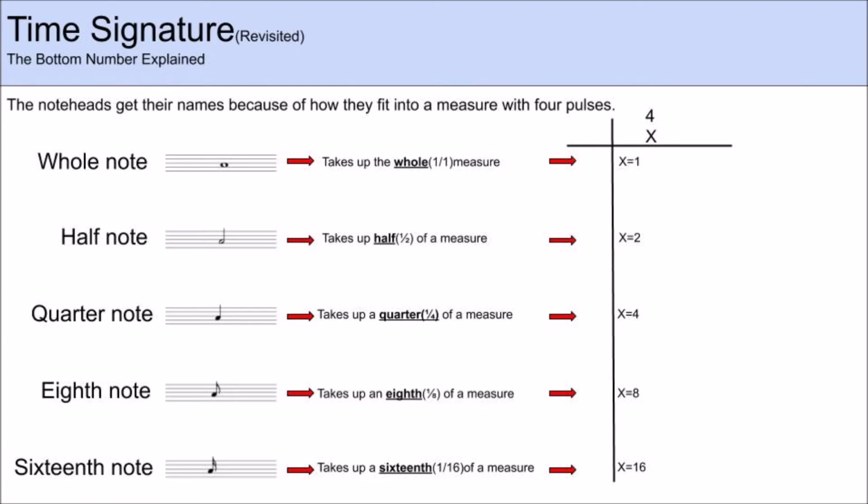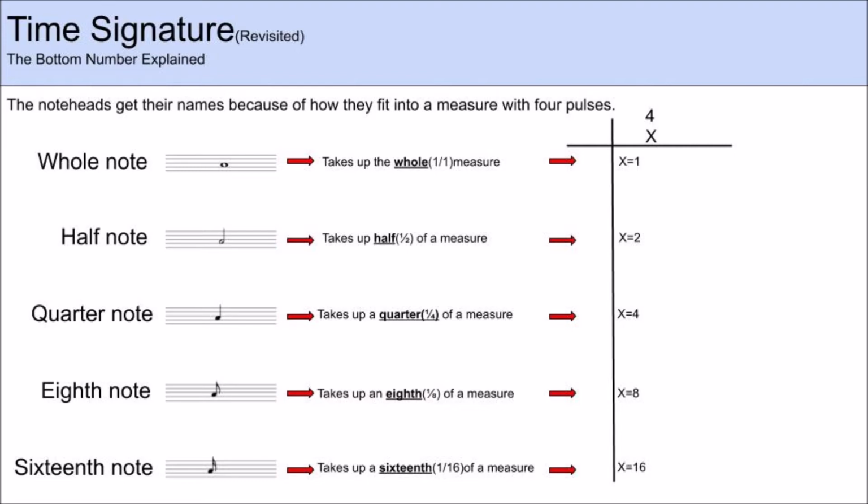Unlike the top number, which can be any amount, the bottom number of a time signature can only be so many numbers. It can be 1, it could be 2, 4, 8, 16. You'll notice that each one is doubled from the previous. 1 doubled gives you 2, and if you double that, you get 4, and if you double that, you get 8. And then 16, and then theoretically, you could have 32 and 64.